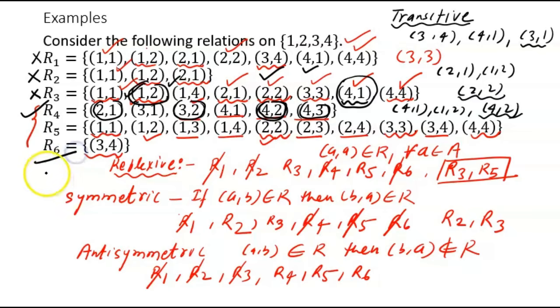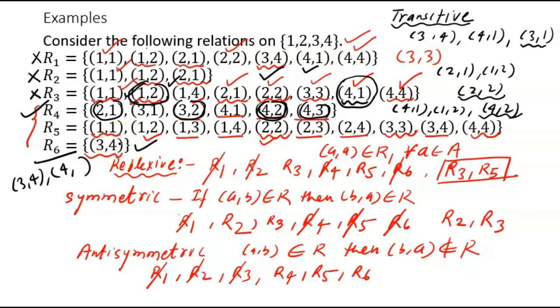Clearly R6 is transitive because 3 comma 4 is there, but there is no element like 4 comma something. When we don't have 4 comma something, then we don't talk about where 3 will go. 3 is going to 4, but 4 is not being taken to some other element. So that of course is transitive.